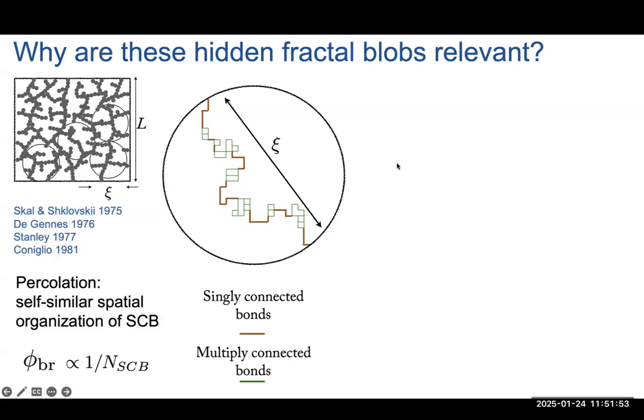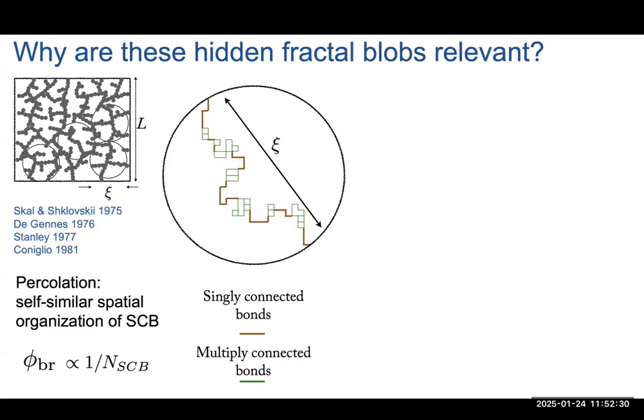So the way percolation people characterize that is in terms of the amount of these singly connected bonds. Basically, in these types of structures, not all the bonds are equivalent. There is a hierarchy of bonds, and in particular, there are bonds that if I cut them, they interrupt the connectivity. In this case, they interrupt the rigidity. And they found out that these bonds are actually hierarchically organized, over length scales that become larger and larger as I approach the rigidity threshold.